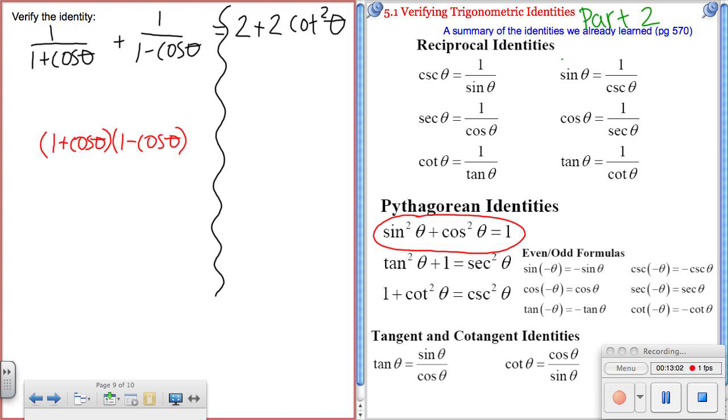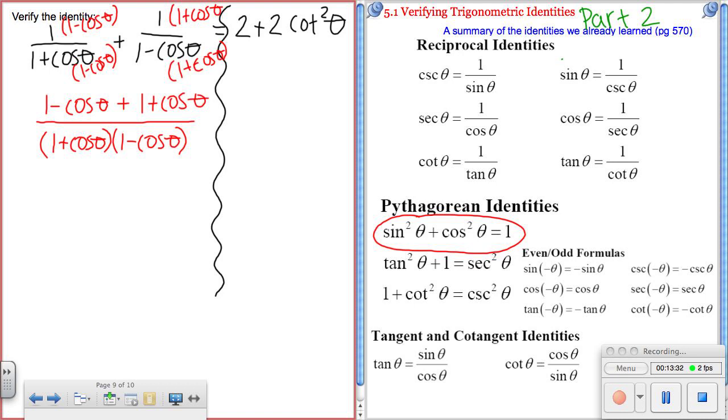So that means the first fraction is missing the 1 minus cosine theta. The second fraction is missing the 1 plus cosine theta. So my numerators are going to have a 1 minus cosine theta and a 1 plus cosine theta when I add them together. If I keep adding a little bit more on the top, I just get 2 because the cosine thetas cancel out.